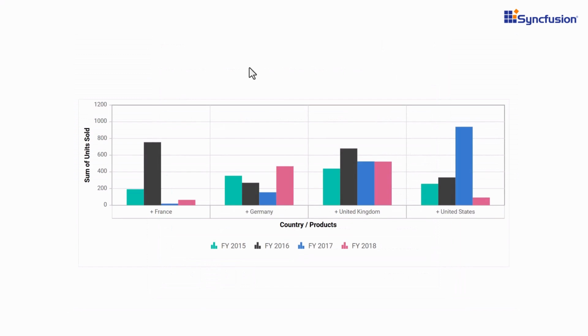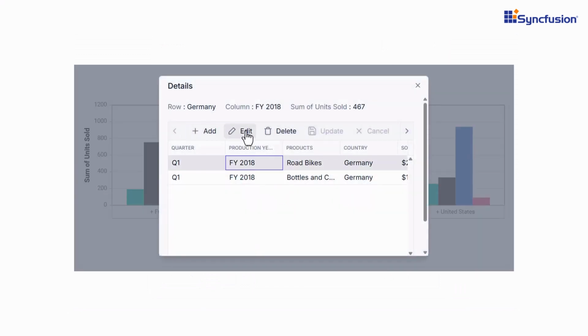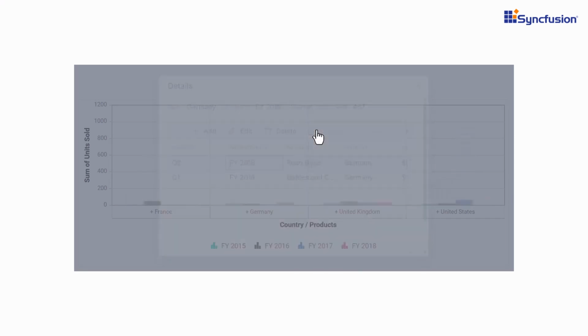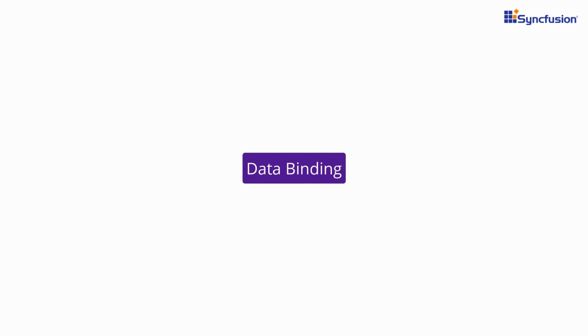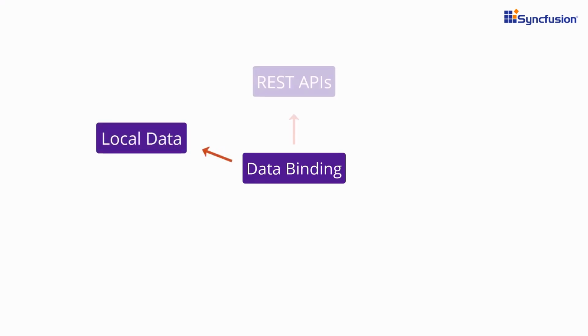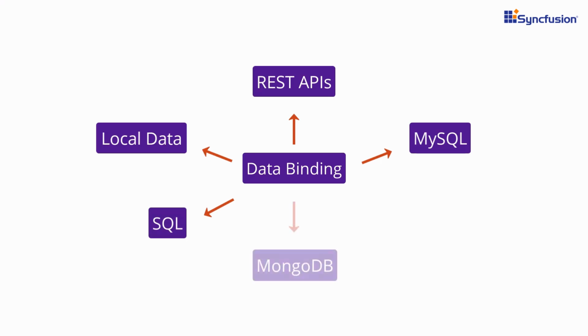Plus, update raw data directly from the pivot chart. Just click on a data point and make changes with the available editing options. Connecting your data is effortless. The pivot table integrates seamlessly with local data, REST APIs, and popular databases like MySQL, SQL, and MongoDB. For deeper business intelligence, it even connects directly to OLAP cubes.